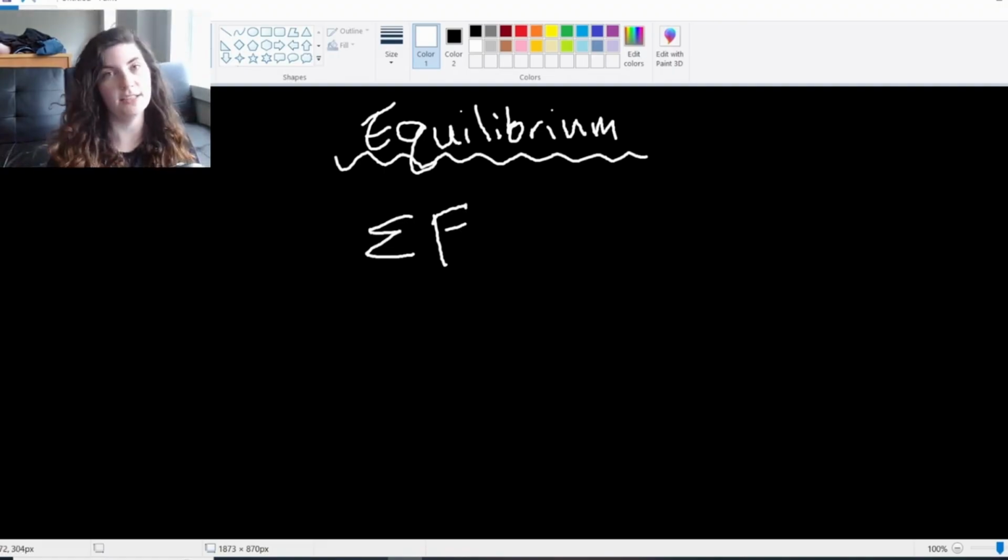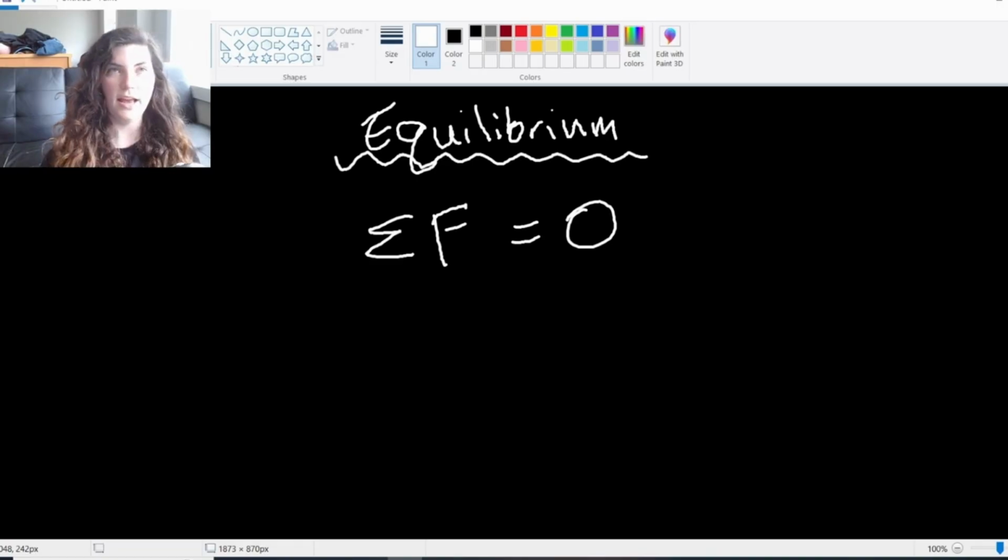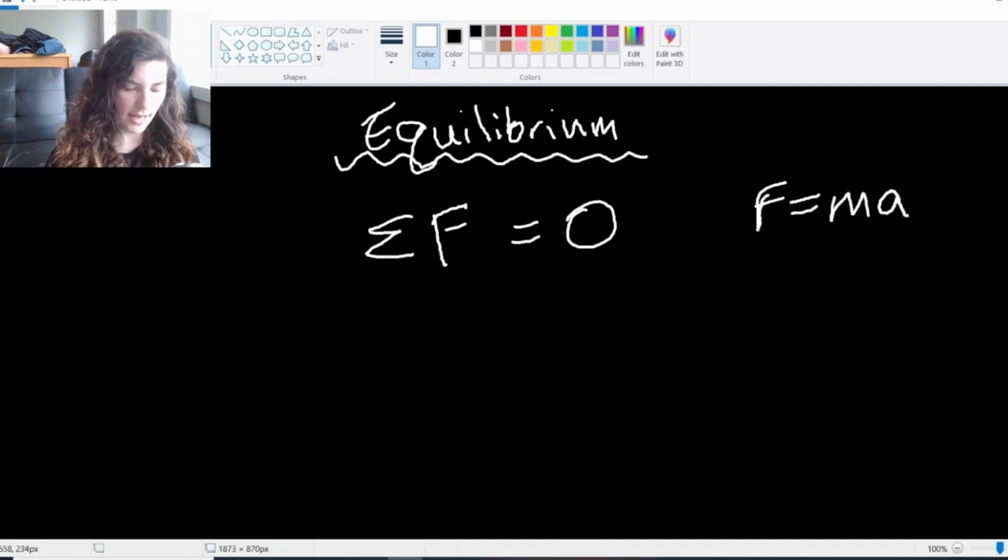And what we mean by that is that the sum of all of the forces acting on, in this case, we're discussing a particle, all of the sum of the forces acting on a particle are equal to 0. And so there are really two applications of this, right? We know from Newton's second law that F equals ma.